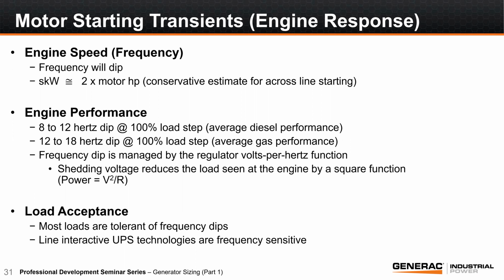The amount of the frequency dip does vary from engine to engine, as we talked about before, based on the parameters of that engine. There is a feature called volts per hertz in the generator controller that's going to allow us to shed some load to help the engine recover from frequency dips by keeping the output voltage of the alternator low. 10 hertz is about average. Understand that most equipment is not super sensitive to frequency dips, unless we're talking about things like certain UPS technologies.